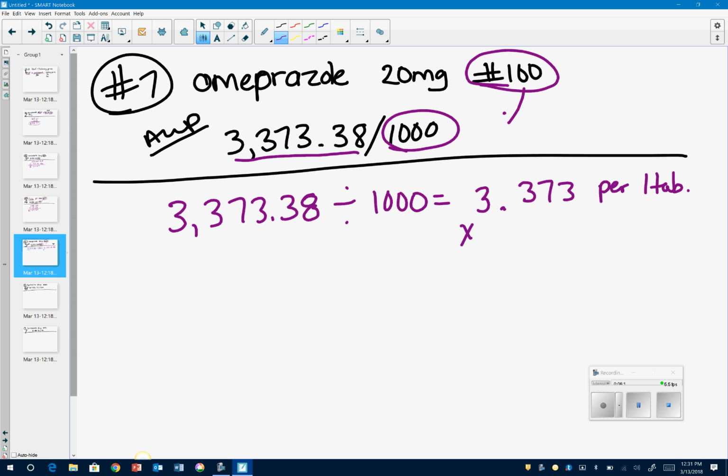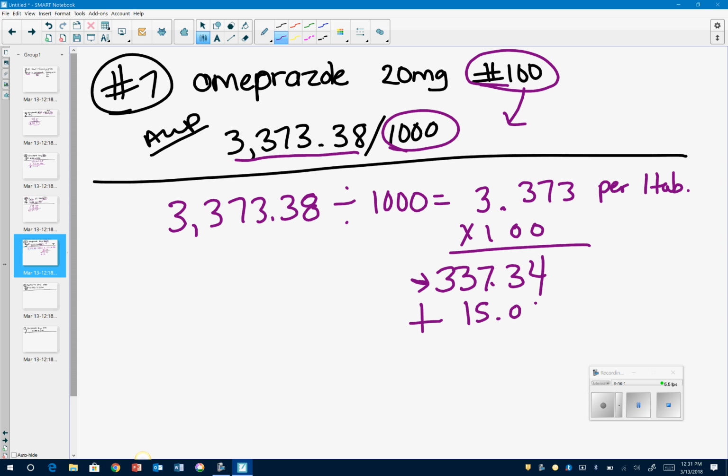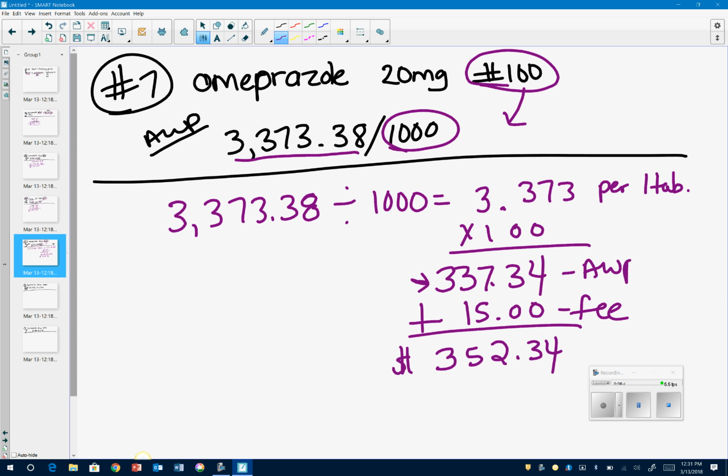So then you have 100 tablets, so you times that by 100. Okay, and when you times that by 100, you come up with $337.34. Okay, this is over $50, so you're going to add the $15 fee, and it comes up to be $352.34. And again, I'm just writing up here, so just say this is AWP for 100 tablets.